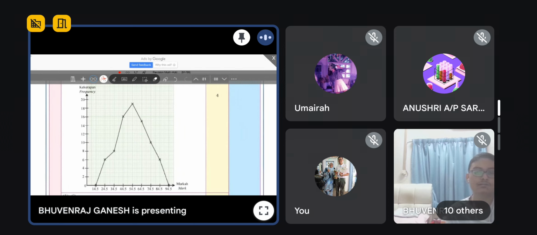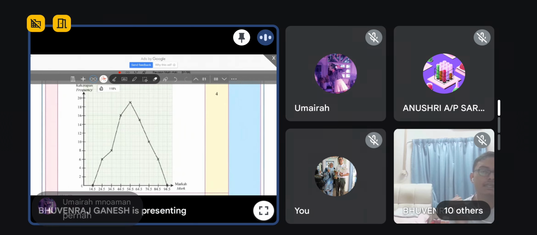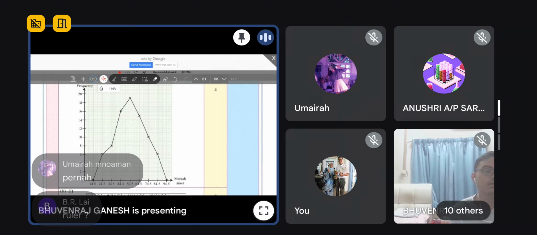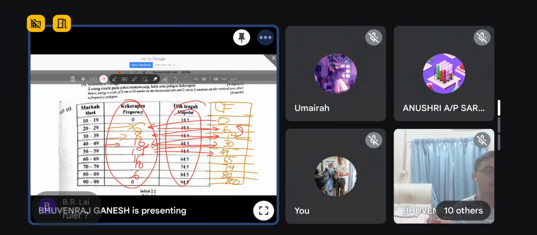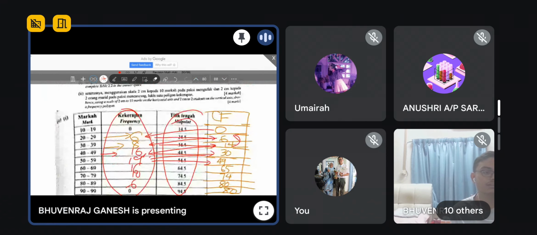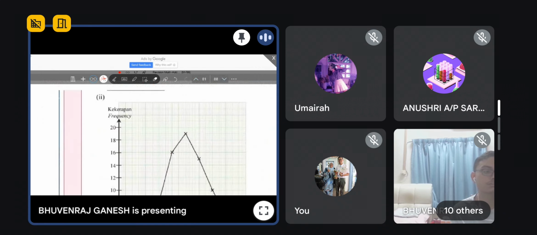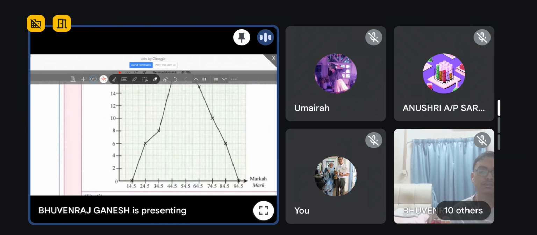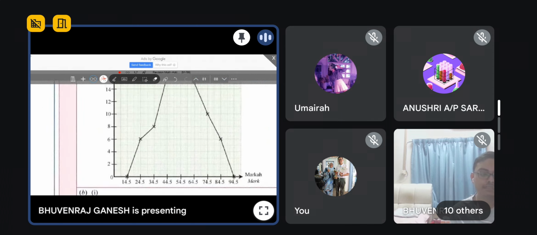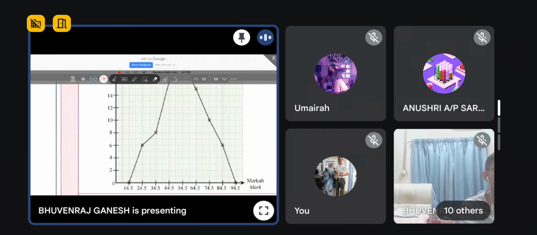Okay, this is the type of graph you will plot. So how to plot this, guys? You just refer to your table only. Okay, so you see that midpoint 14.5, frequency 0. Correct? So you just plot the point (14.5, 0). Yes, this one, guys, take note.